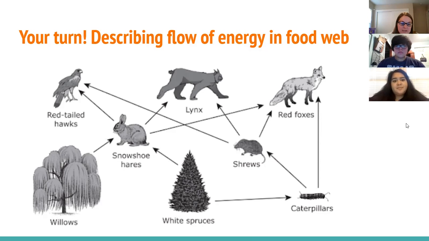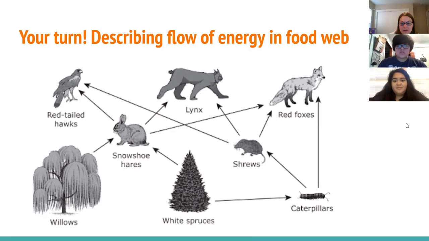So what do you guys think would happen if the willows were taken away from the food web? How would that affect the food web? If those willow trees were taken away? Or you know what, if the white spruces were taken away? The caterpillar wouldn't have anything to eat if it was gone.